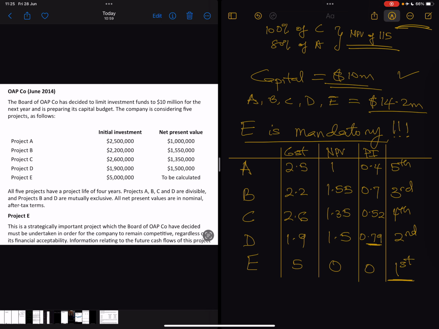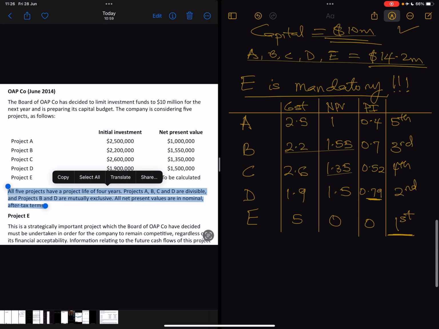And look at this statement. This statement says that all 5 projects have 4 years, which is good. A, B, C, and D are divisible, and projects B and D are mutually exclusive. So you can see there's mutual exclusiveness in this question. All net present values are nominal after-tax returns.